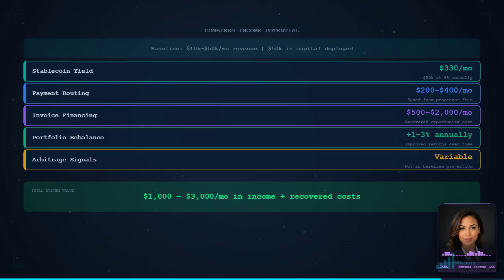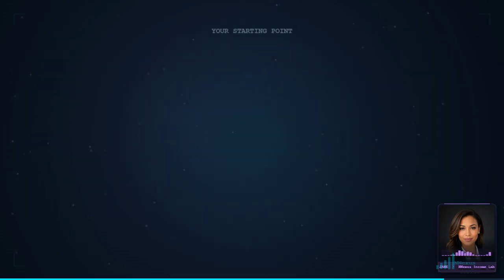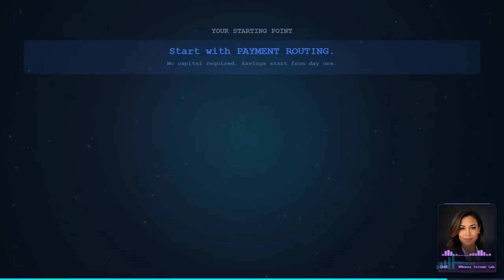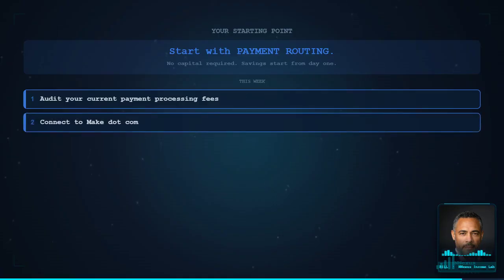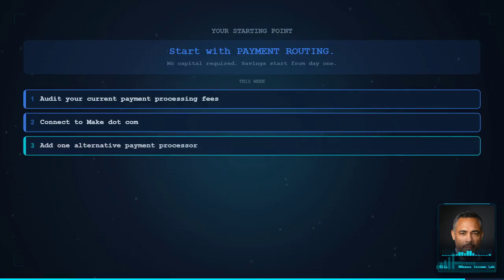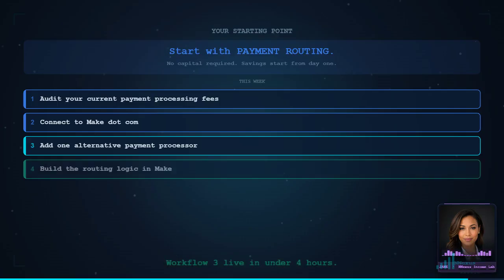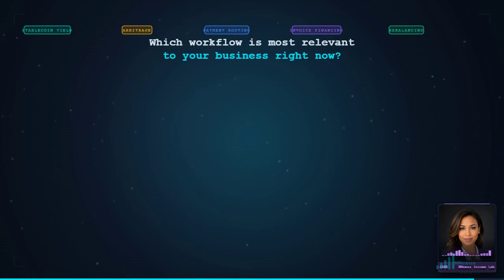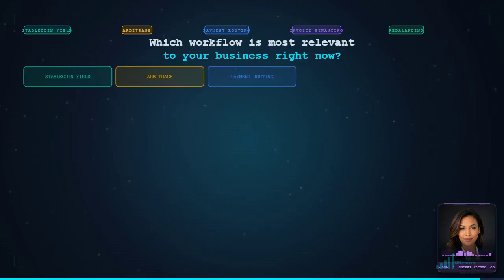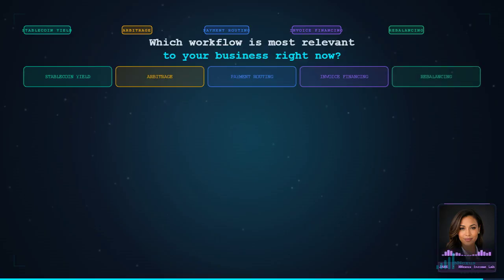Combined income and savings potential for a digital business doing $10,000 to $50,000 per month in revenue with $50,000 in capital deployed. Stablecoin yield on $50,000 at 8%: $330 per month. Payment routing savings: $200 to $400 per month. Invoice financing: $500 to $2,000 in recovered opportunity cost per month. Portfolio rebalancing: improved returns estimated at 1% to 3% annually. Arbitrage signals: variable, not counted in baseline. Total system value: $1,000 to $3,000 per month in income and recovered costs.